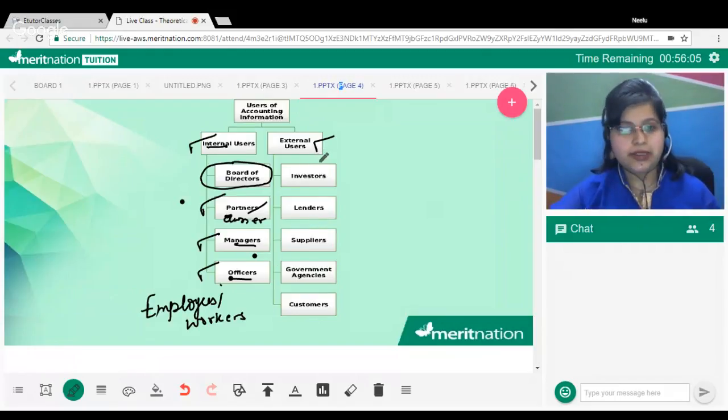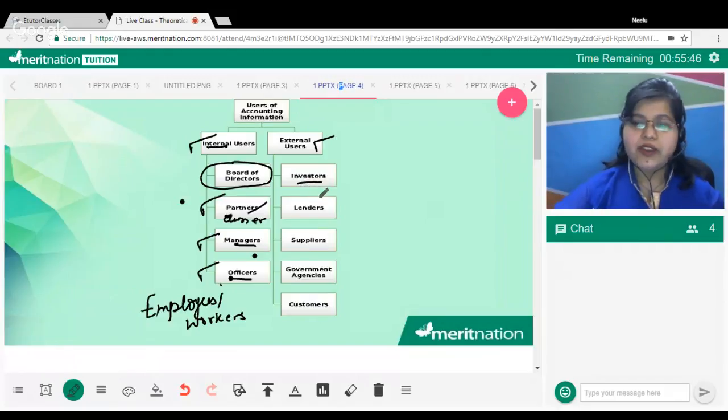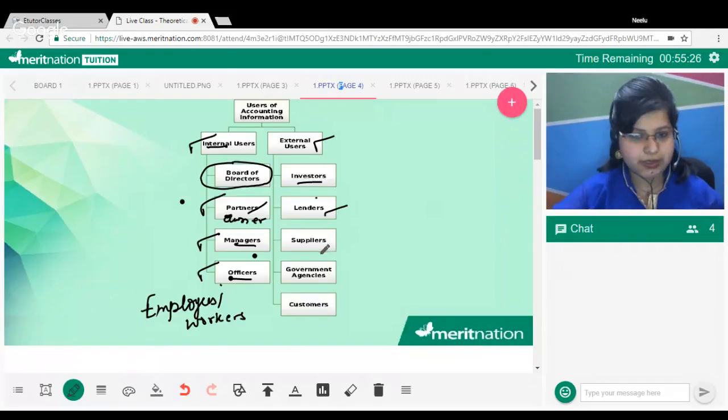Then there are the external users. The external users are the people who are outside the business, but who may have a connection with the business profitability. Now, first of all, the external users are the investors. The investors are the basic shareholders of the companies. The people who have invested their hard earned money in the business always need to know what the business is doing with that money, whether the business is earning well or whether the business is going into a rut. Then there are the lenders. Lenders are the people who have lent money either for a short term purpose or a long term purpose to the business.